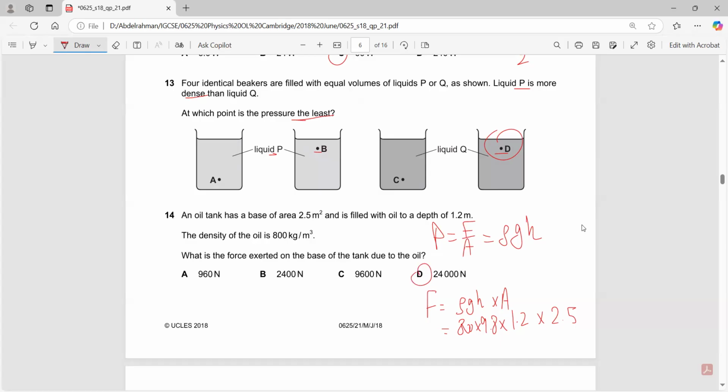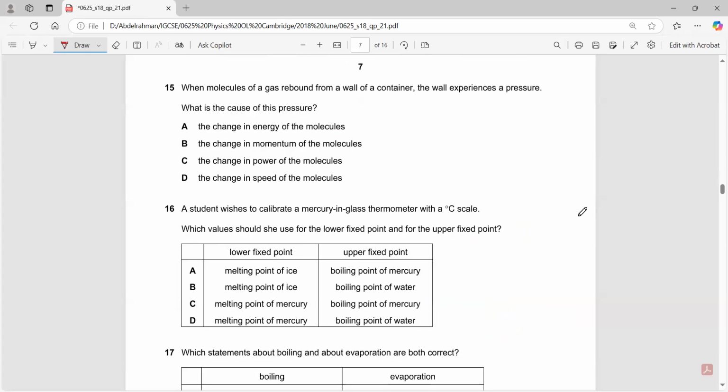When molecules of a gas rebound from a wall of a container, the wall experiences a pressure. What causes this pressure? The change in momentum.